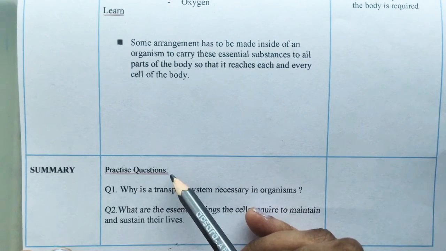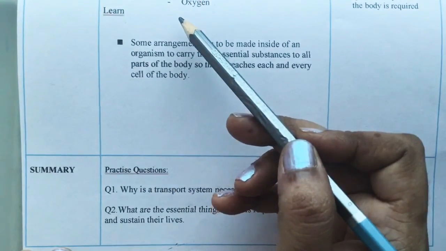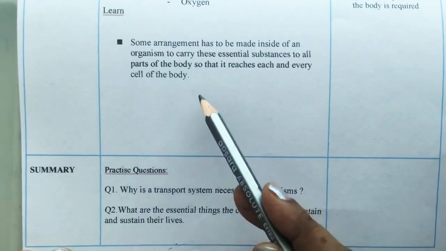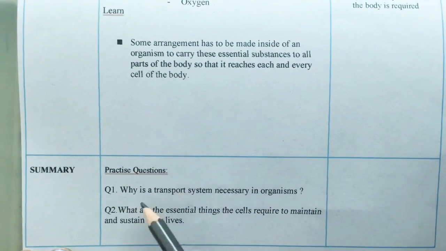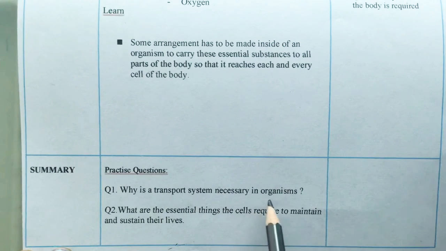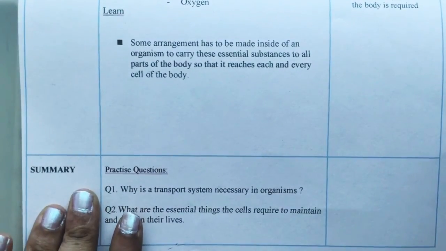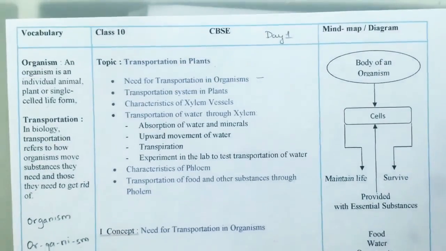As I said, these questions need to be framed by taking points from the concept and putting them in our own words. This is a very small concept because I have just taken it as an example. So the questions which I could frame from these notes were, why is a transport system necessary in organisms? The second question can be, what are the essential things the cells require to maintain and sustain their lives? You can take practice questions from other sources too, like I said, the end of the chapter from your textbook, as well as you can Google it related to the topic. Okay. So this is how the notes are split.